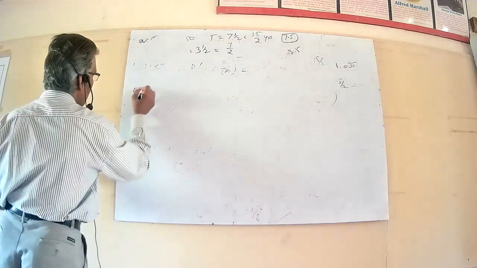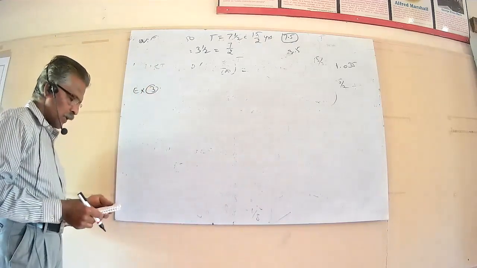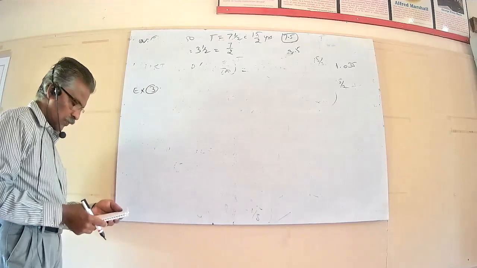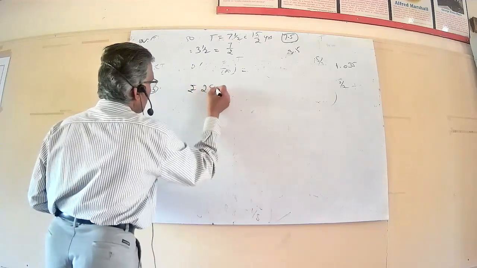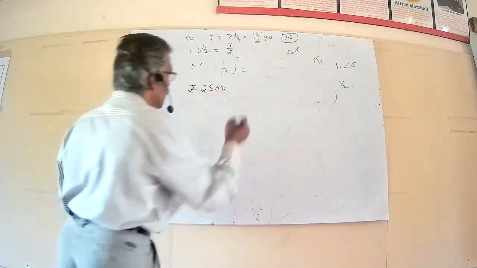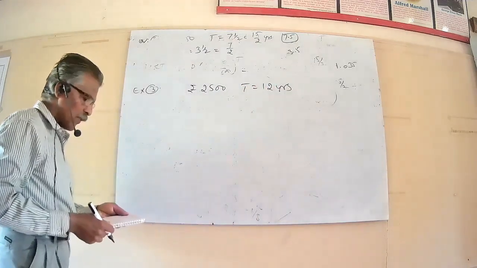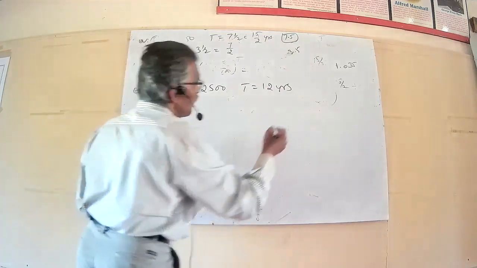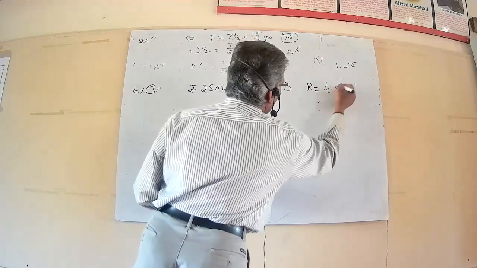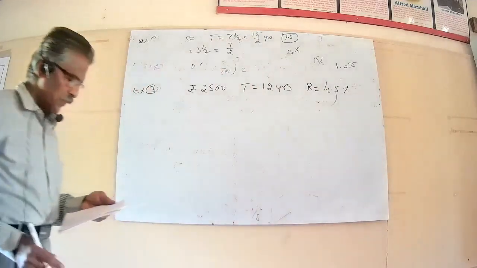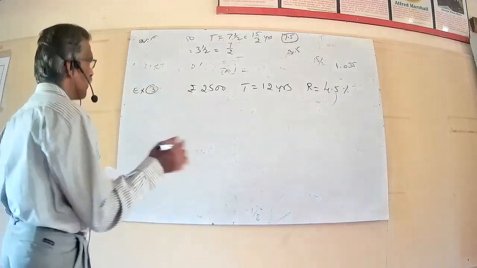Example number 3. Calculate the sum that will amount to rupees 2,500 in 12 years, if put out at 4.5% per annum compound interest. Now calculate the sum.